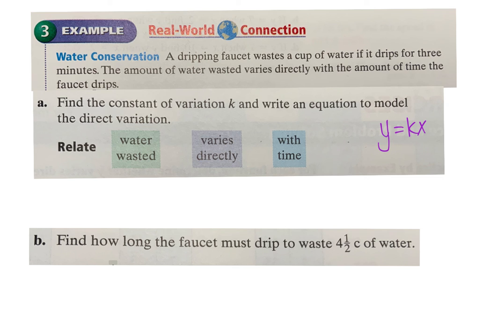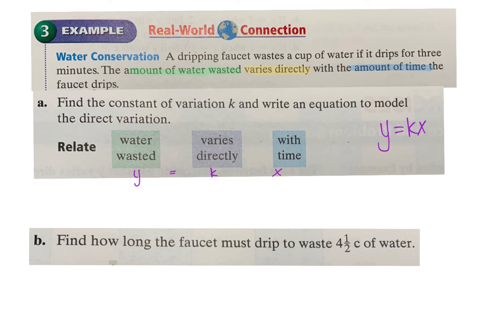Find the constant of variation k and write an equation to model the direct variation. Water wasted varies directly with time. All right, so water wasted, that is going to be my y. Varies directly, time is going to be my x, all right? So when they say it that way, the amount of water wasted, right? They have those words here. And then they say varies directly, there we go, and then with the amount of time. They have set that equation up for you with those words, all right?